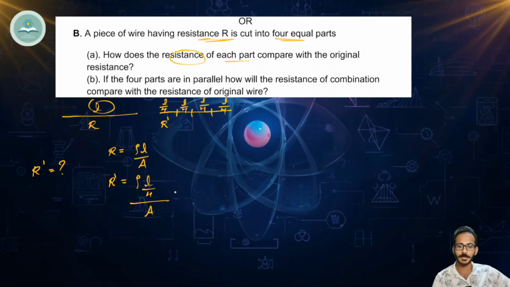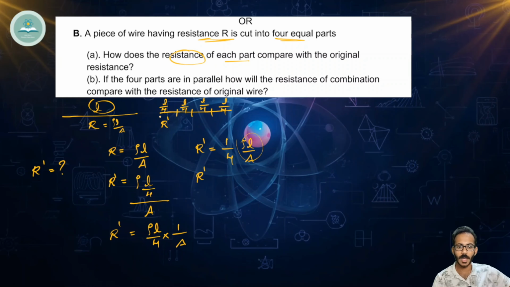Now in the next step, R dash is equal to rho times L by 4 into A, which is the same as A by 1, so it becomes 1 by A. Now I can rearrange it and write R dash is equal to, let me take all the numericals outside, 1 by 4 of rho L by A. For us, this rho L by A is the same as our initial resistance, R is equal to rho L by A. We already have it written here. So instead of this, I'll write R.